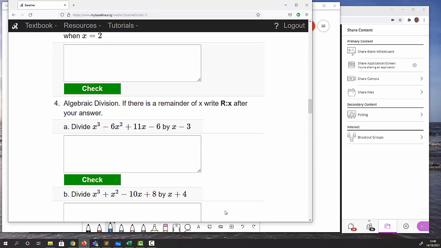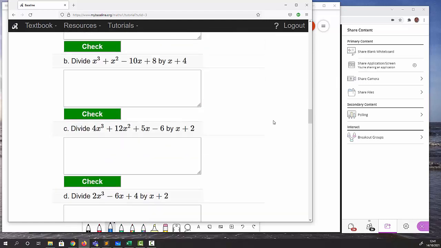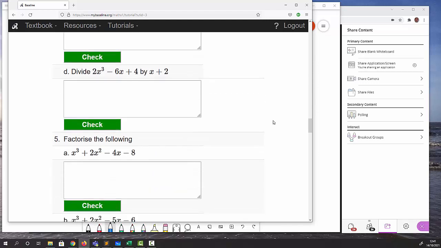It says in the question, if there's a remainder, write r colon and then whatever the remainder happens to be. Okay, so that's question 4a. 4b is the same, 4c is the same, 4d is the same.